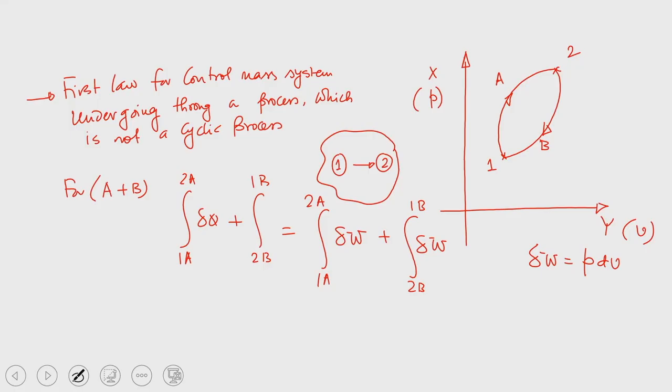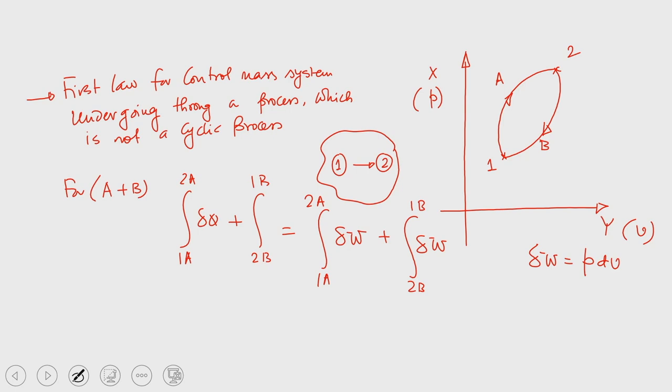The system is starting from point 1, eventually coming to state point 2, and again coming back to the original state. But when it is coming back to the original state, it is coming through path B. You know that the area under the process line will give the work done, PdV. So the change in pressure and volume for path A is not equal to path B, and that is why these are path functions.